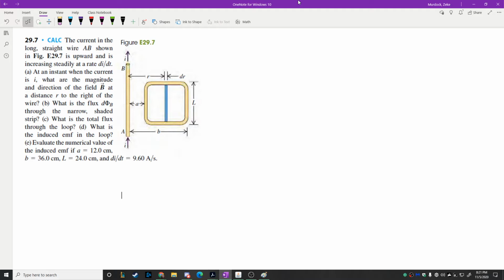Part B says, what is the flux dΦB through the narrow shaded strip? C, what is the total flux through the loop? D, what is the induced EMF in the loop? And then finally, evaluate the numerical value given some values. This is one of those problems that tries to walk you through how to solve it.